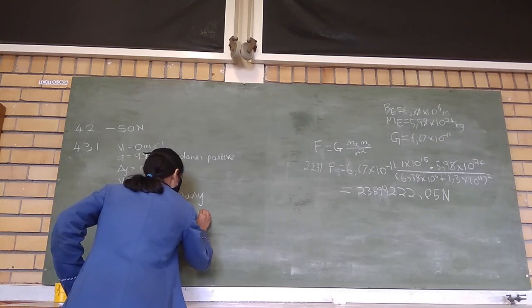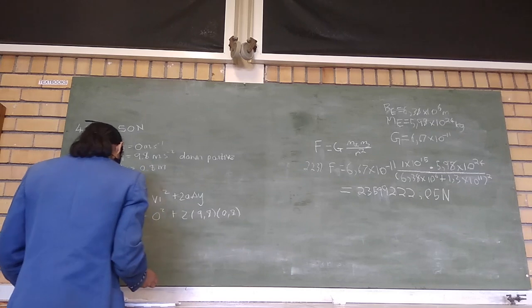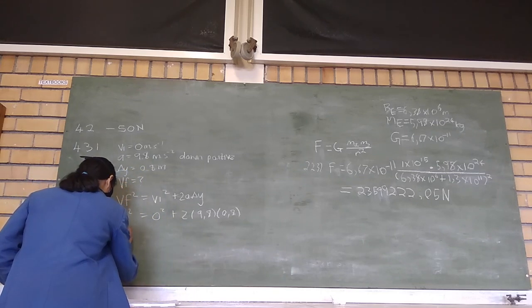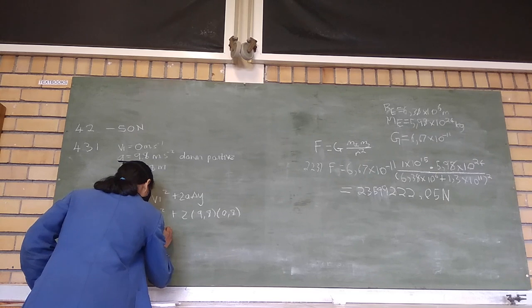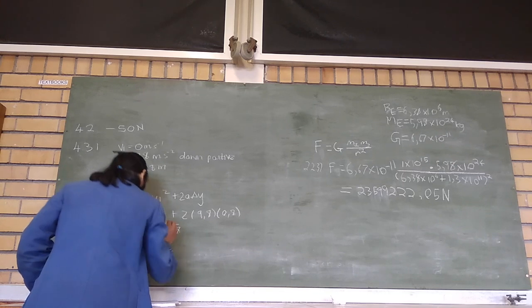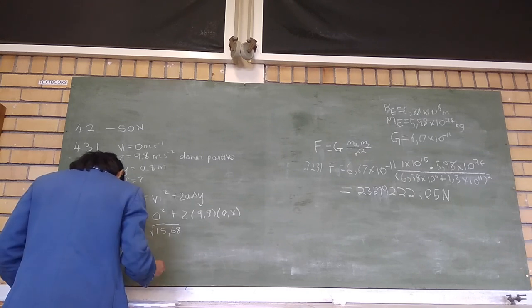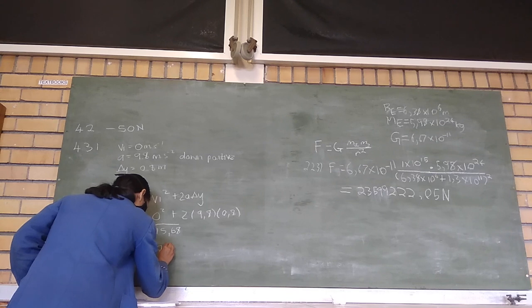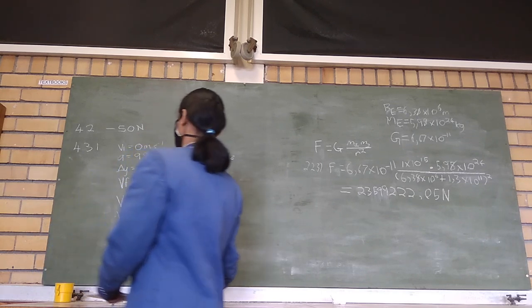Did anyone work with a negative 9.8? Because that's the only place you're going to go wrong. But she's chosen down positive, so she's working with a positive 9.8. Super, who got that? Just hands up.